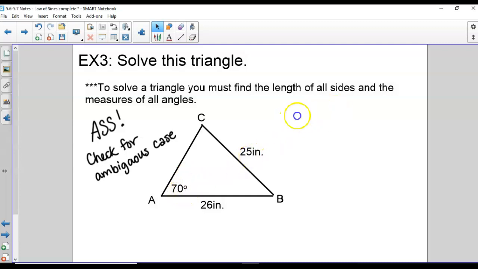Those are across from each other, so I'm going to use sine of 70 over 25 is going to equal, which angle do I have to find? I have to find C. I cannot find B because I don't know the side across from B right now. So I'm going to have sine of C over 26.